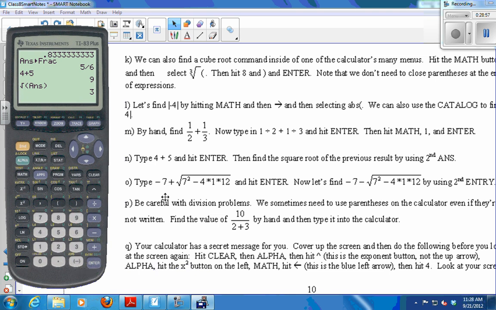It's very helpful when you're doing the quadratic formula. If you do the whole thing under b squared minus 4ac, and then you say, oh, right, I want the square root of that, you hit square root of the previous answer.